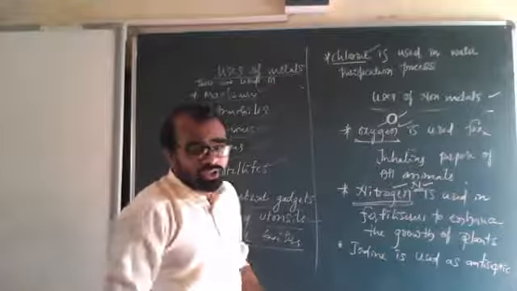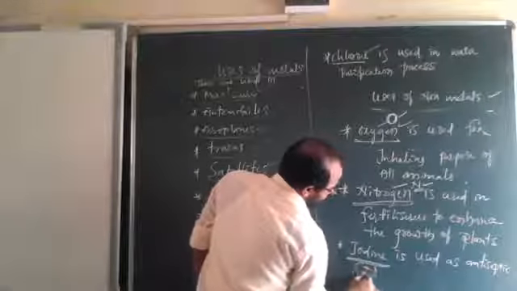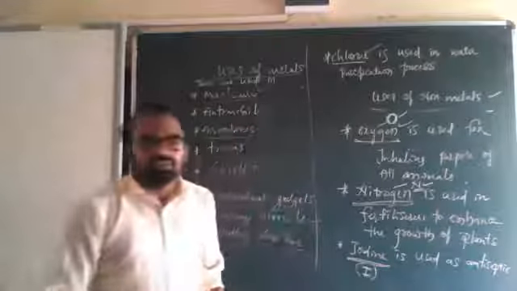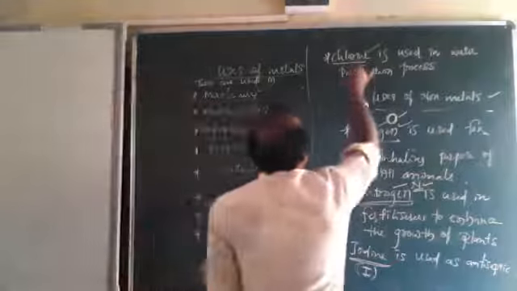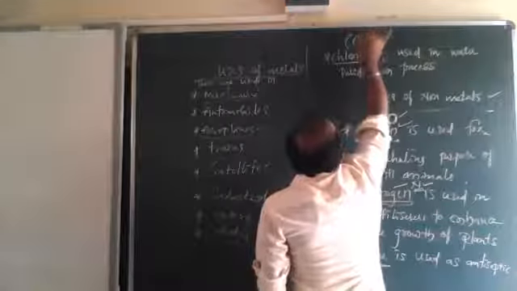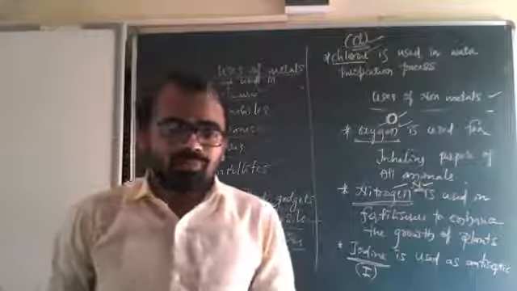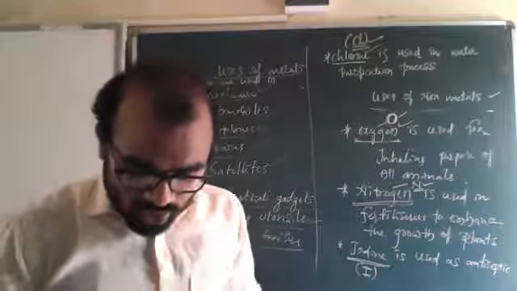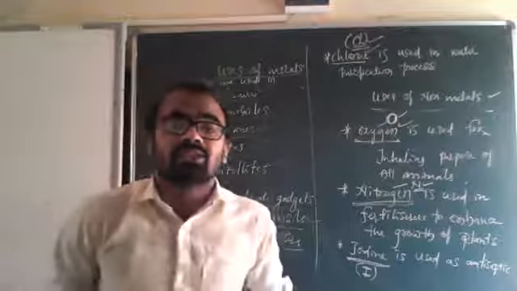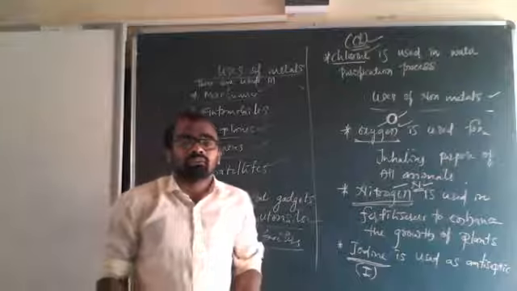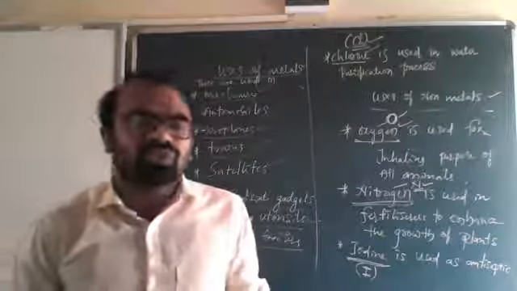Then iodine. What is the symbol of iodine? I. The symbol of iodine is I. Iodine is used as antiseptic. Chlorine is Cl. So you just write down there: the non-metal used in the purple colored solution which is applied on wounds as an antiseptic is which one? Iodine.